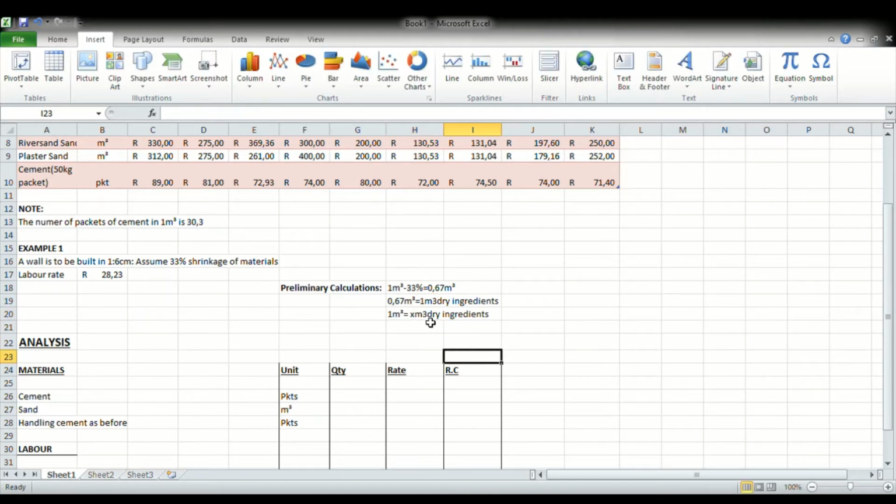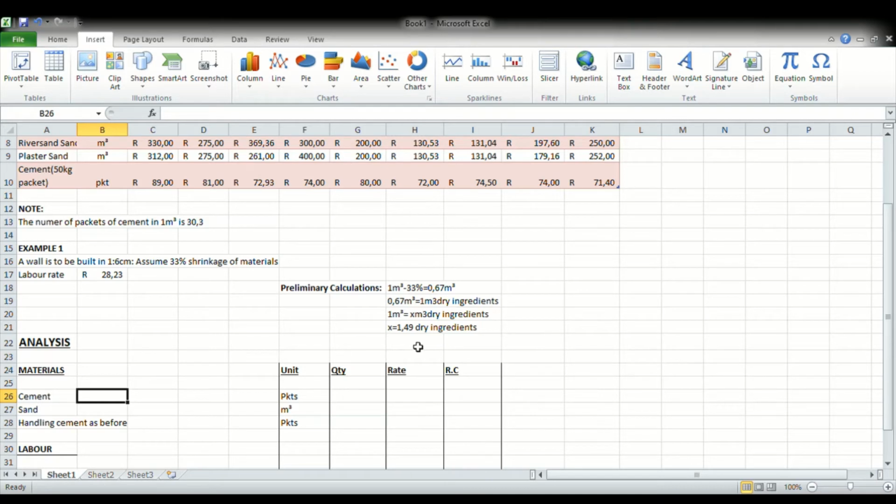Therefore, with cross multiplication, we'll have 0.67x equals 1 times 1, our answer ultimately being 1 divided by 0.67, thus giving us an answer of 1.49 dry ingredients. That is, 1.49 cubic meters of dry ingredients are needed to give us 1 cubic meter of mortar. All right, perfect. Now on to our materials.